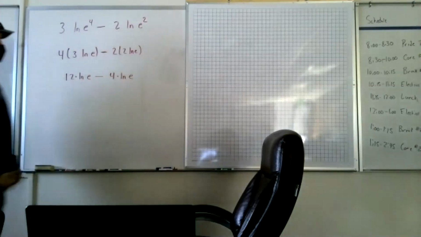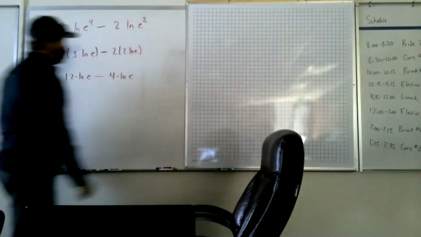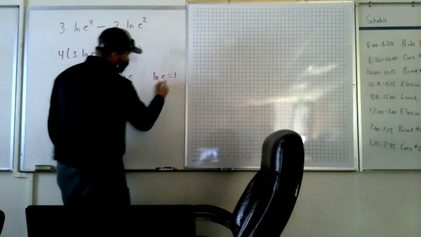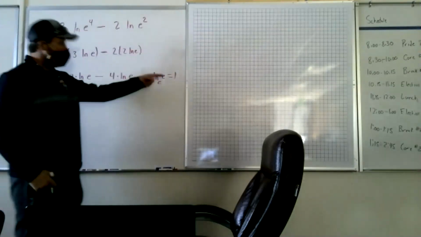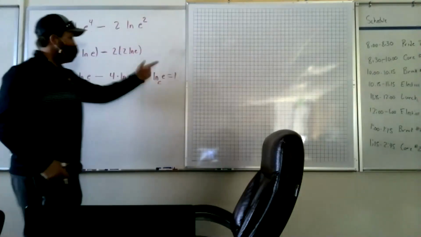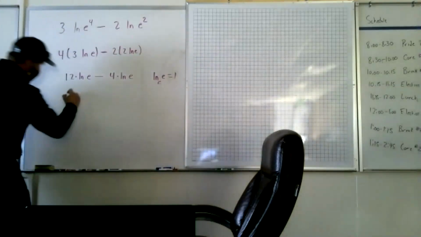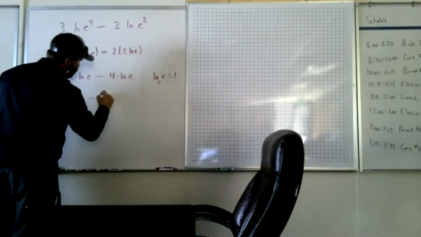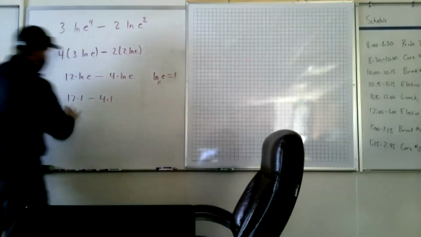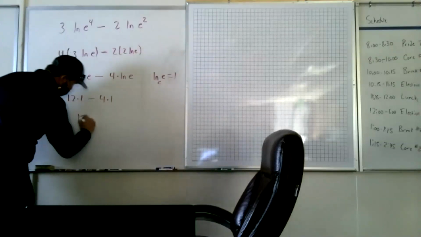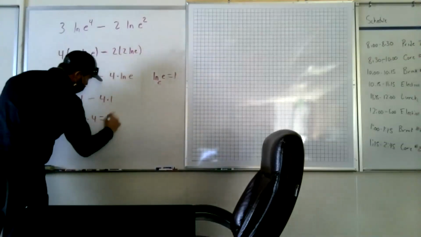So here we have a property again where the natural log of e is always equal to 1. That's because our base of the natural log is e. So what power could I raise e to get e? The answer to that has to be 1. So this is really 12 times 1 minus 4 times 1. 12 times 1 is 12. 4 times 1 is 4. So 12 minus 4 is equal to 8.